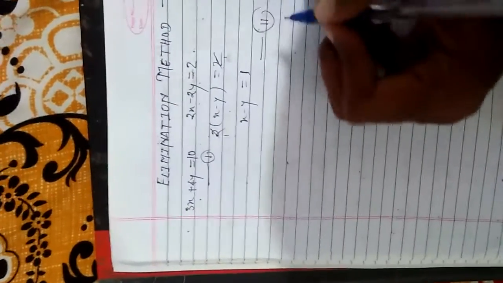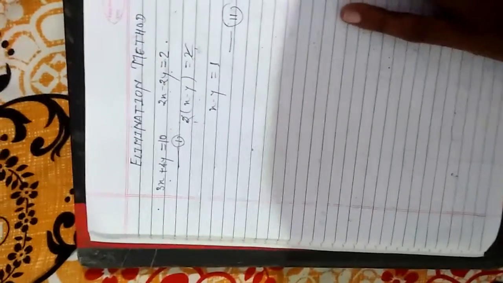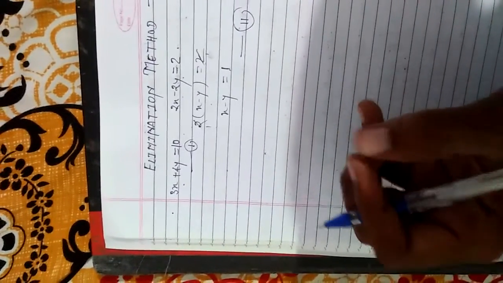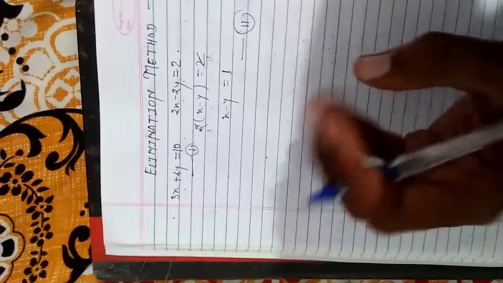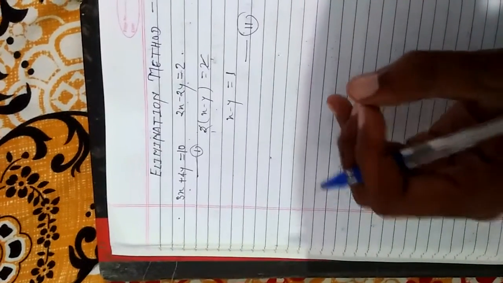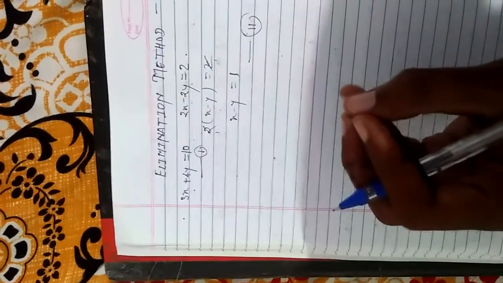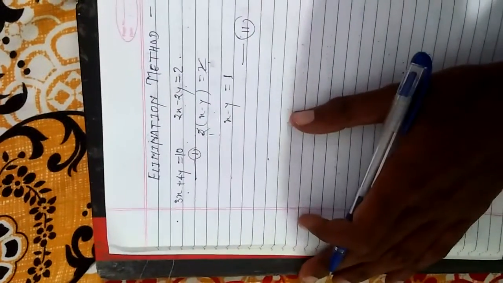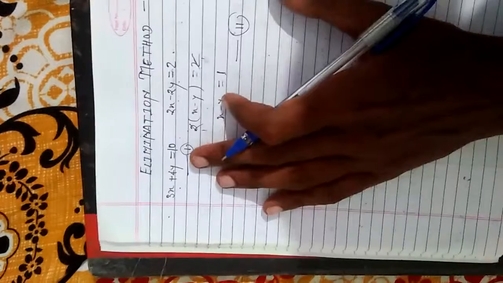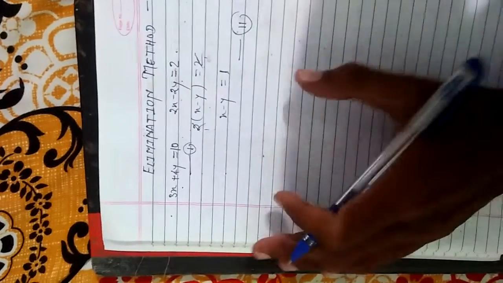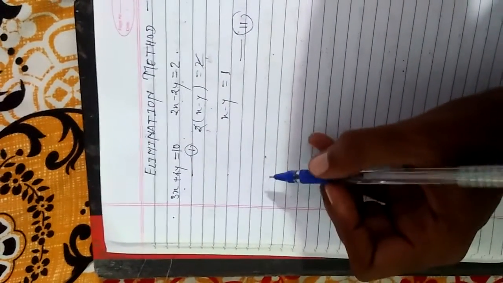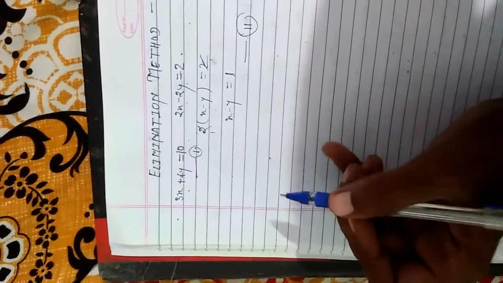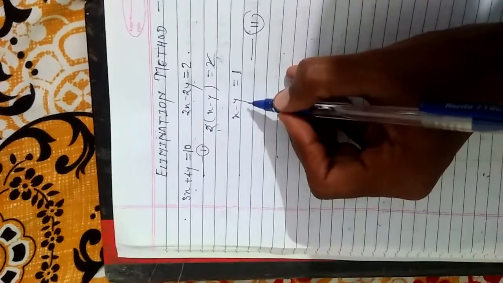Okay, so before solving any question, you have to try to understand how to simplify it. If you simplify any equation, it will be easy for the solution. Okay, it will be easier to solve that question. This is equation number 1, this is equation number 2. So we are going to solve by elimination method. So we have to eliminate one term. Let's say this time we are going to eliminate the term of y.